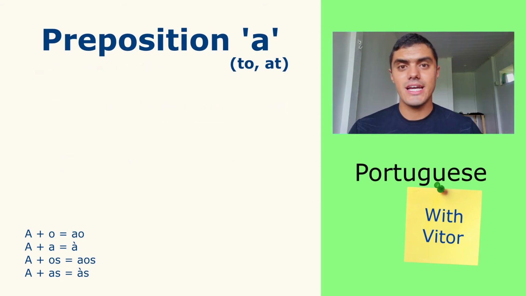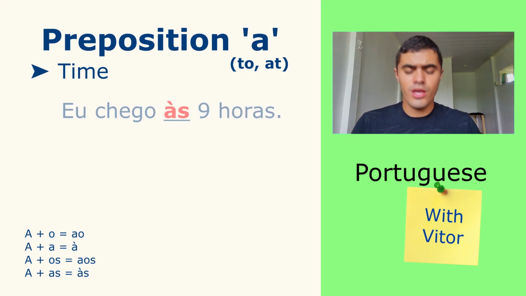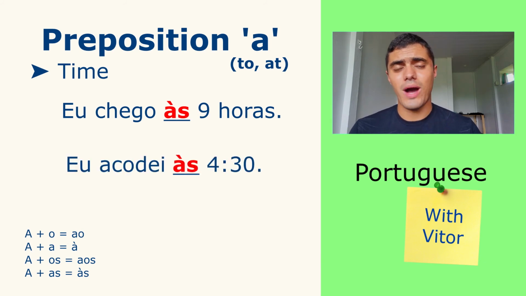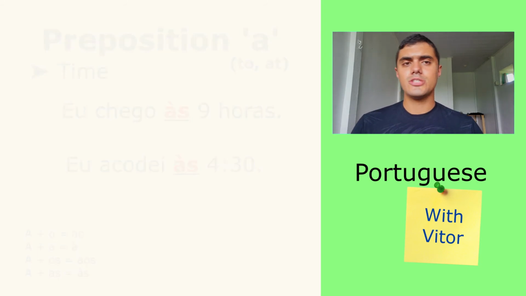And when it means time, it means at. And usually we use a when we talk about hours. So, eu chego às 9 horas. I arrive at 9. Eu acordei às 4h30. I woke up at 4:30. Okay? So, let's move on to the last one.